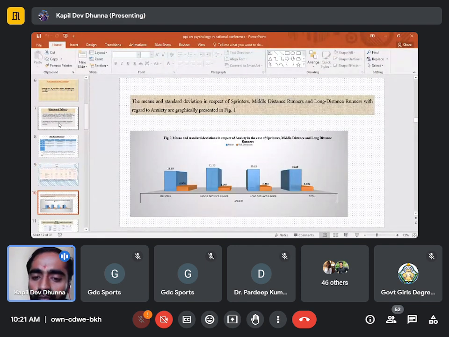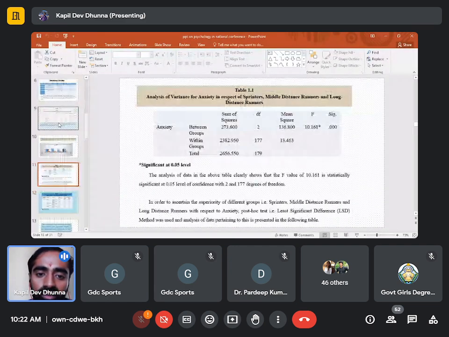This is a graphical representation of mean and standard deviation. You can see the first blue box represents the mean value of sprinter, and the first orange box represents the standard deviation of sprinter. Same as the second blue box represents the mean value of middle distance runner, and the second orange box represents the standard deviation of middle distance runner. Third represents the long distance runner. You can see the difference between mean and standard deviation.